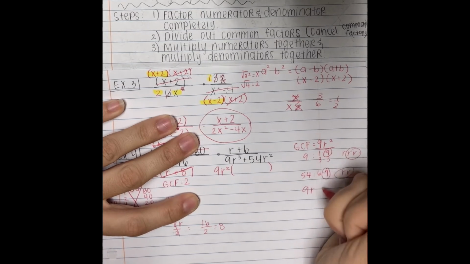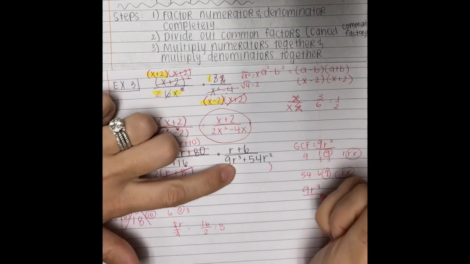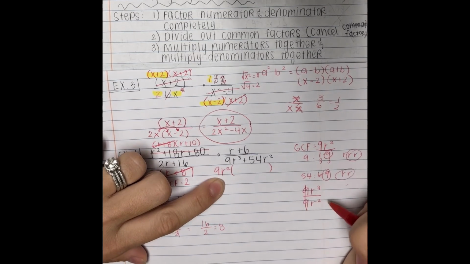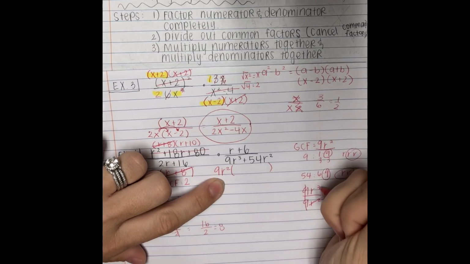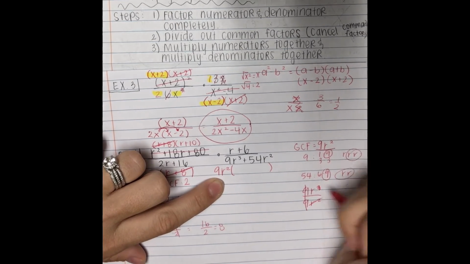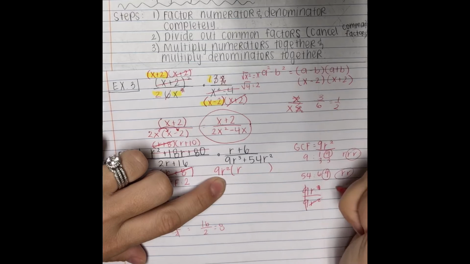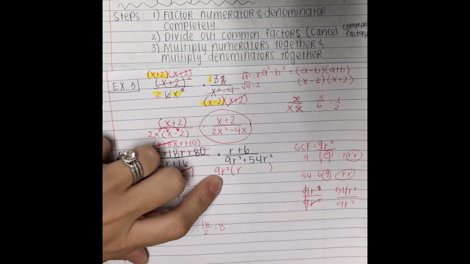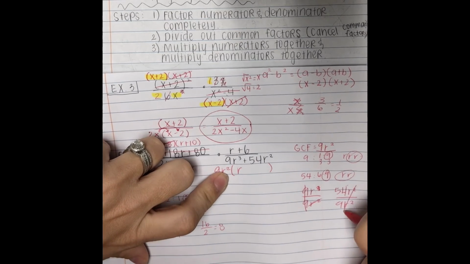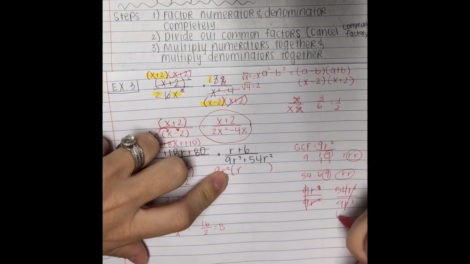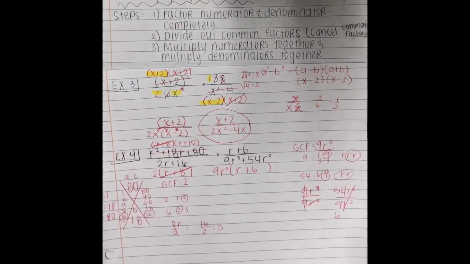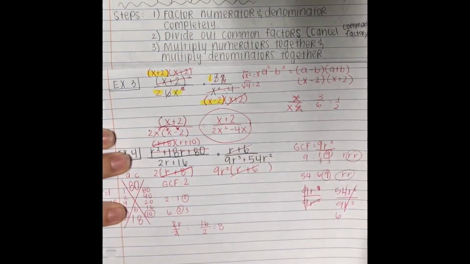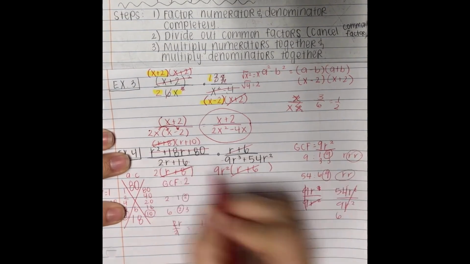So 9r cubed divided by my GCF of 9r squared: your 9's cancel, and 2 r's would cancel out 2 of the 3, leaving you just that 1. And then 54r squared divided by 9r squared: your r squareds cancel, and 54 divided by 9 is 6. Plus 6. So r plus 6 cancels out with r plus 6.